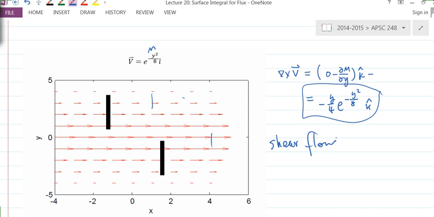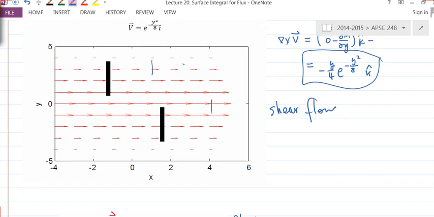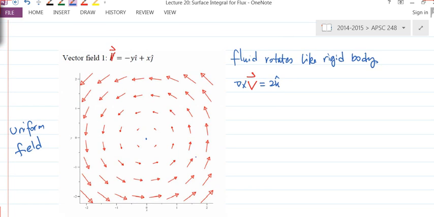Basically, in the fluid flow, there are different layers, and each layer has a different speed. That's what we call the shear. It's like a shear force in the mechanics of materials. And this vector field, as we showed previously, basically describes the rotation of a rigid body.